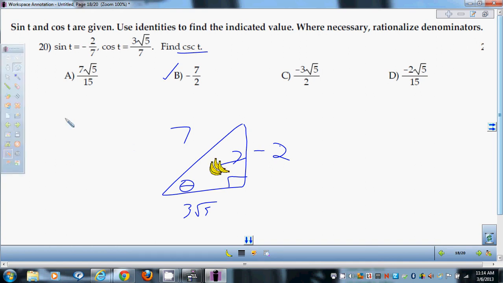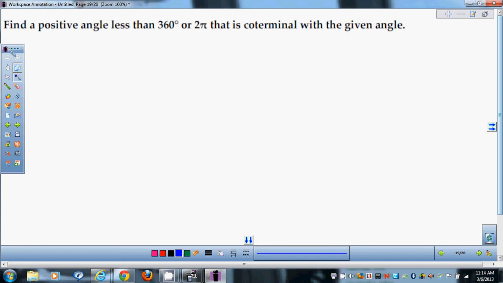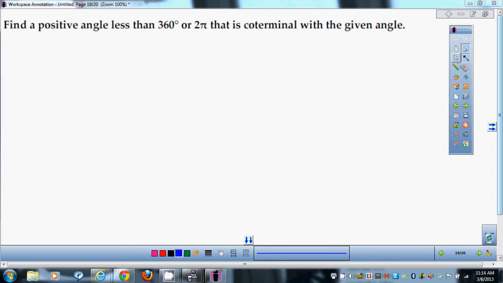Alright, 21. Last one for today, but there will be 23 tomorrow. Find a positive angle less than 360 or 2 pi that is coterminal. What's this going to look like? What do we have to do? It's going to be some kind of degree or radian angle, and we have to either add or subtract 360 or 2 pi. But knowing as mean as I am, I'm almost positive I gave you a radian. And I did. I wouldn't give you something as easy as degrees.